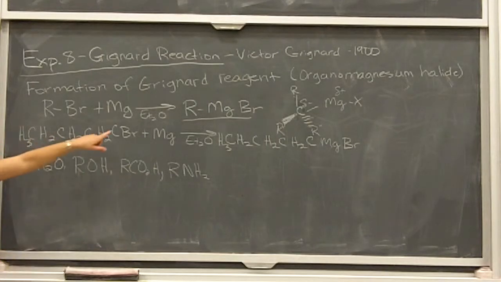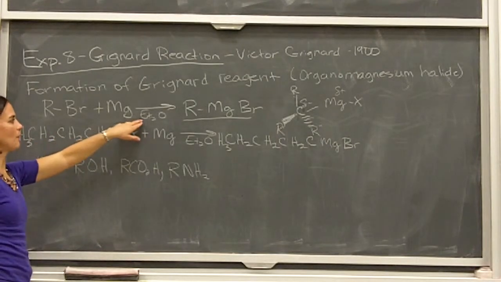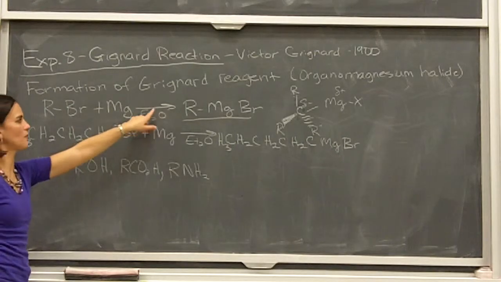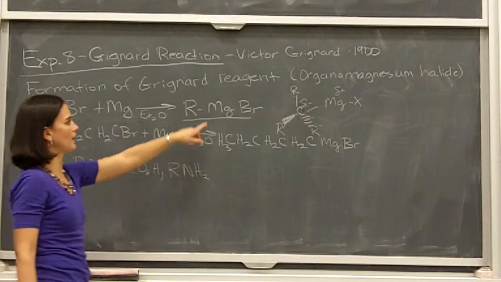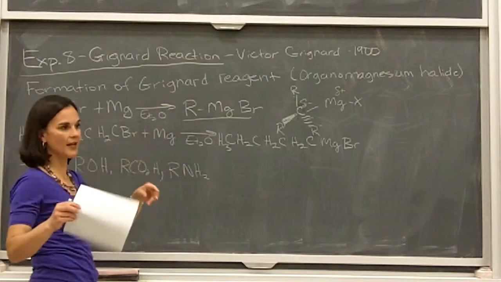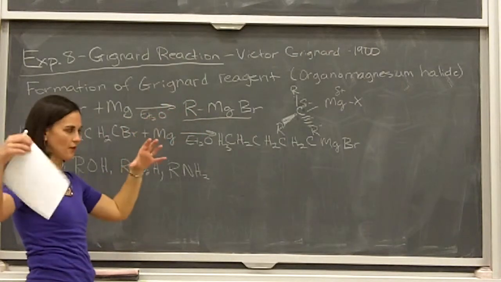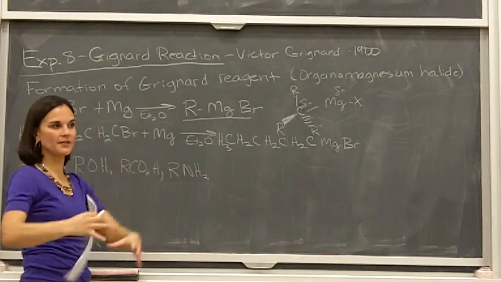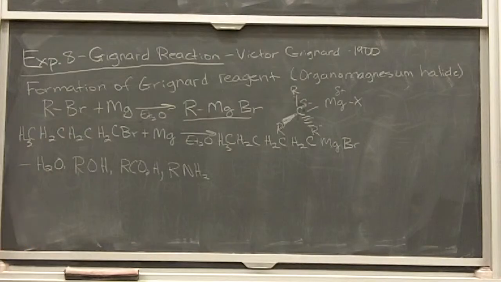Now, the reason that we use ether or tetrahydrofuran is because it can coordinate. Through the oxygen, it can coordinate with the magnesium, and that coordination is what helps solubilize the magnesium. So you have the magnesium just surrounded by ether molecules that help solubilize it so it can react.